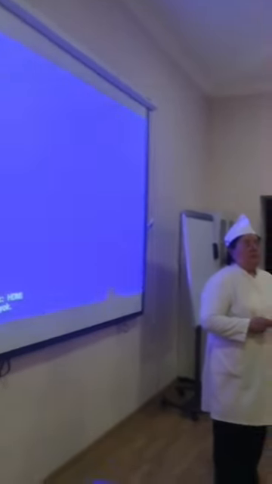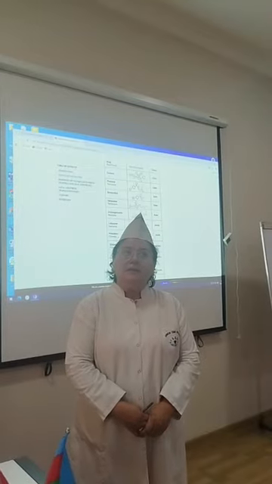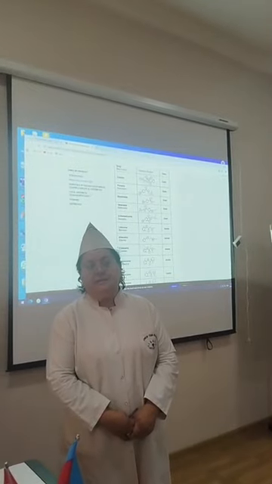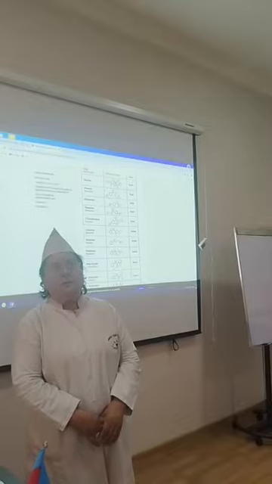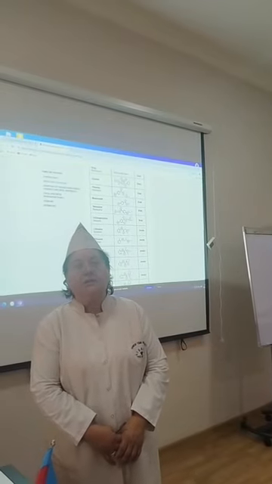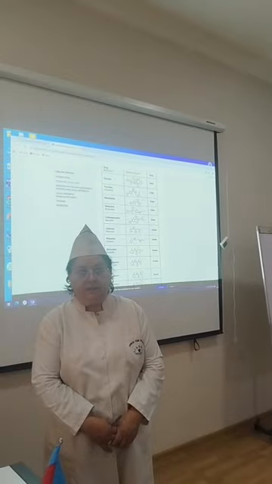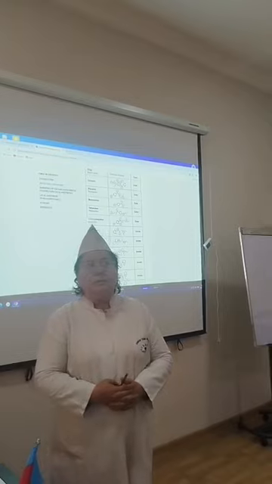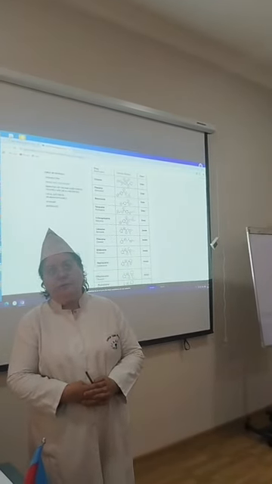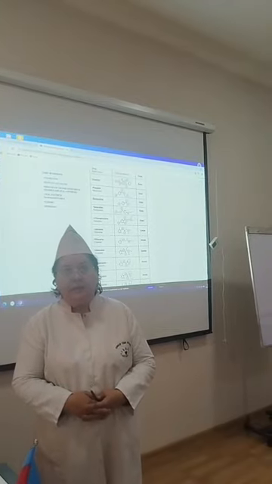There are several types of local anesthesia: surface or topical anesthesia, epidural anesthesia, infiltration, spinal, intravenous, and conduction anesthesia. Surface anesthesia is used for pain relief of surface tissues, mucous membrane, and skin.